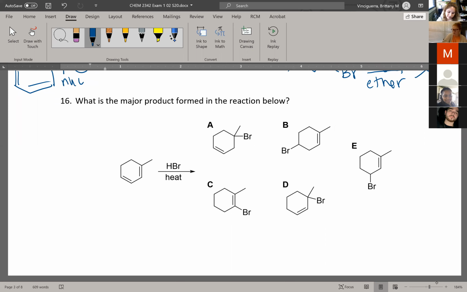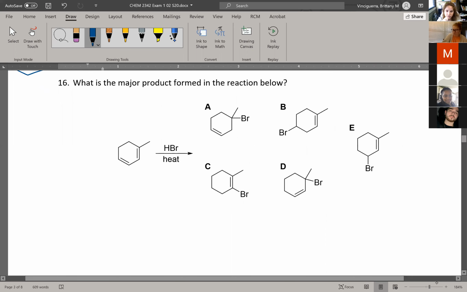So what is the major product formed in the reaction below? Are there any that we can easily get rid of? C. Yeah, why can we get rid of C?